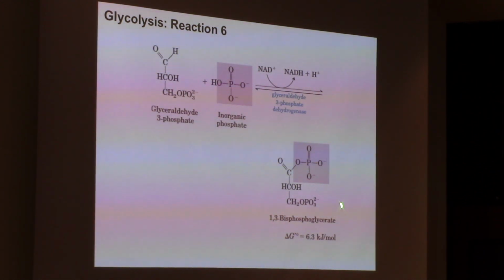Notice that the delta G naught prime of this reaction is about 6.3 kilojoules per mole. So a little positive, and I'll explain the nature of that delta G naught prime momentarily as well. So this reaction does a couple of different things. It contains 2 different processes.